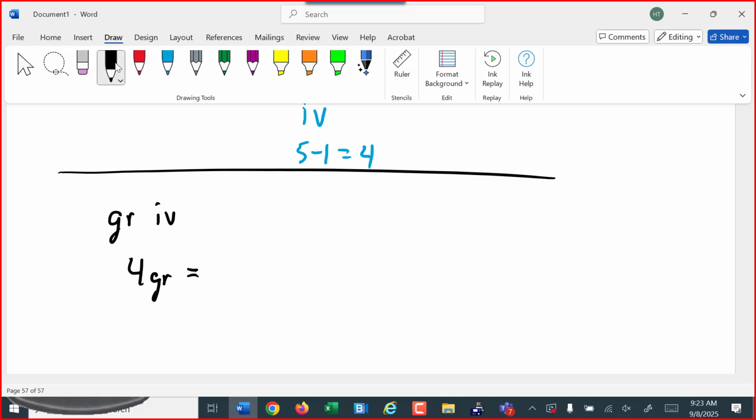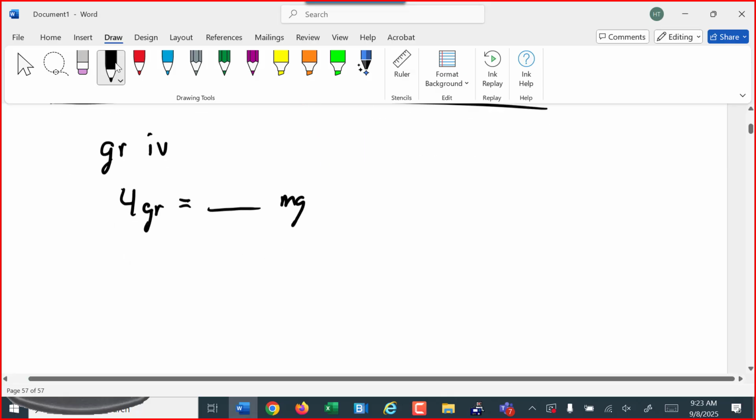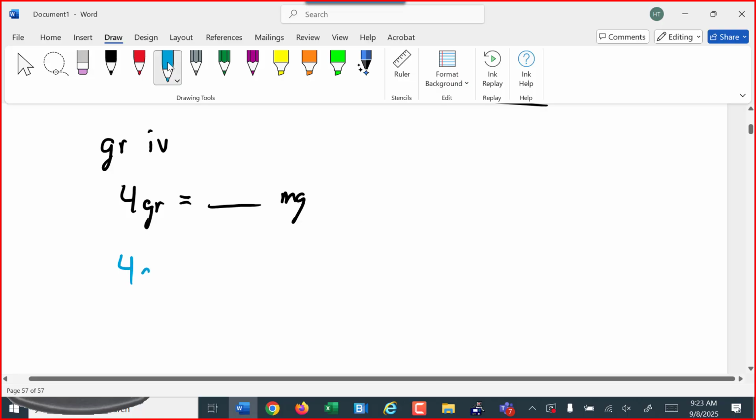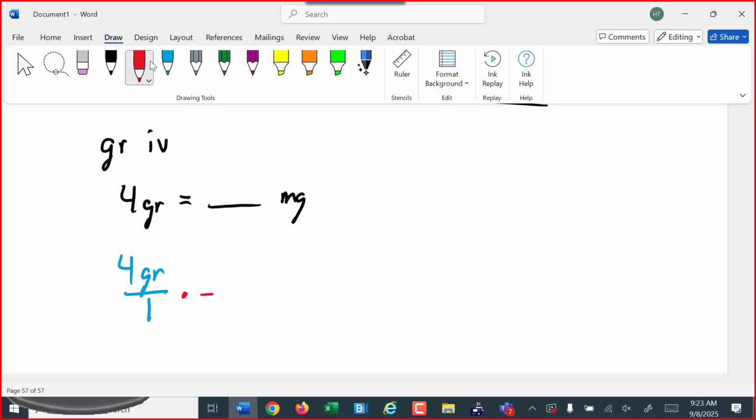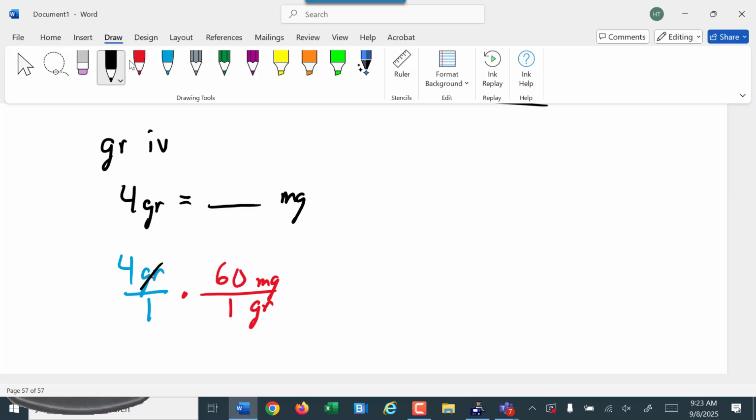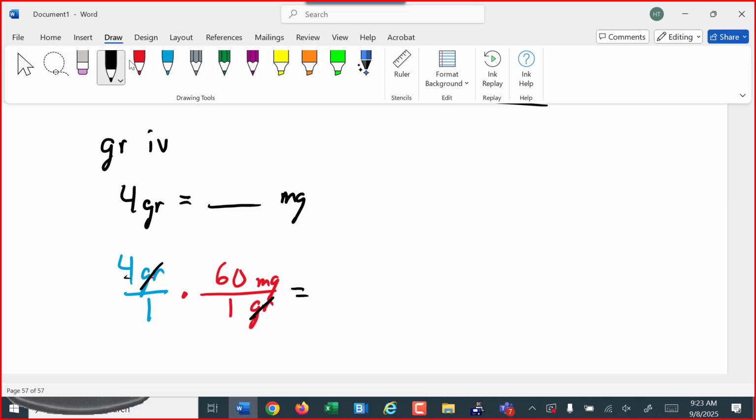And if we need to convert that into milligrams for our dosage, again, we can go to our dimensional analysis. Put our 4 grains over 1. We're getting rid of grains, so I'll put it on bottom. 1 grain is 60 milligrams, so we put milligrams on top. And now the grains cancel out. 4 times 60 is 240 milligrams. On bottom, 1 times 1 is 1, so it's just 240.